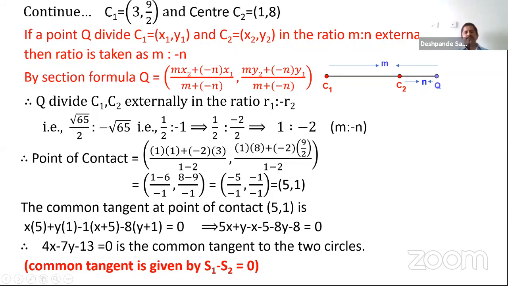Internally or externally, then you have got the section formula. If it is a circle touching internally, you get the external point. Circle touching externally, you get the internal point. Then you get the equation of the common tangent.